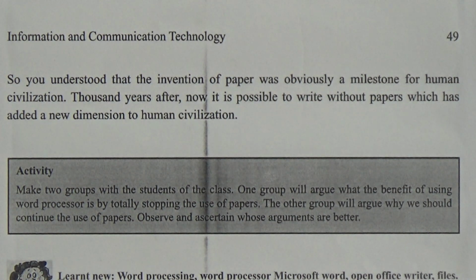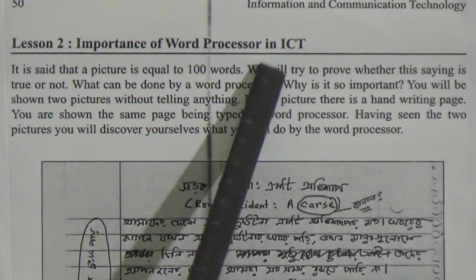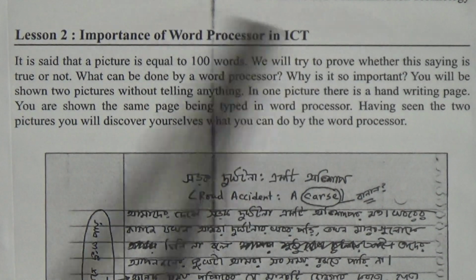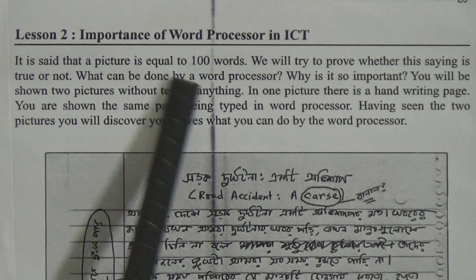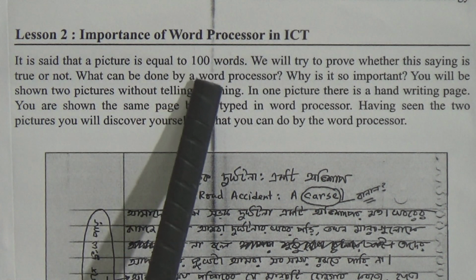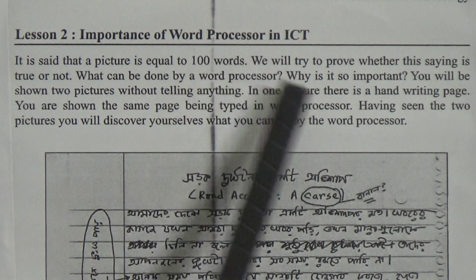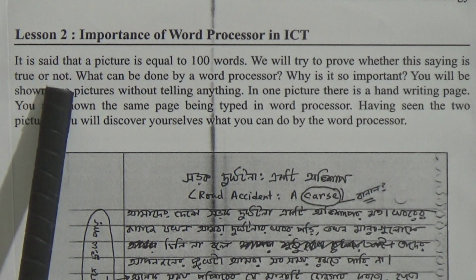Students, now we'll discuss lesson 2. The name is Importance of Word Processor in ICT. Now we'll learn about the importance of word processors in information and communication technology. It is said that a picture is equal to 100 words. We'll try to prove whether this saying is true or not.